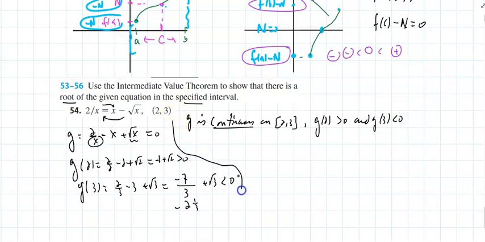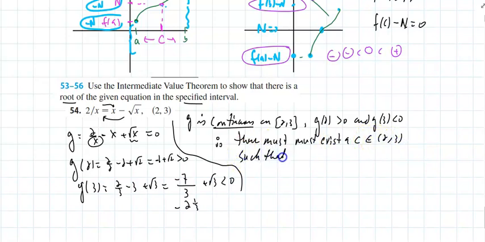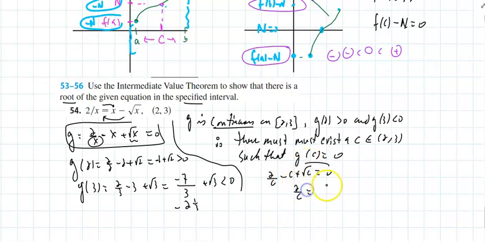Let me just separate this part. Therefore, there must exist, that's the conclusion, there exists a c in the open interval between 2 and 3 such that f of c equals 0. I am so sorry, g of c equals 0. And what's g of c? G of c is 2 over c minus c plus radical c. And if you move that to the right, you get 2 over c equal c minus radical c, which is what they want. And there it is, an official proof.